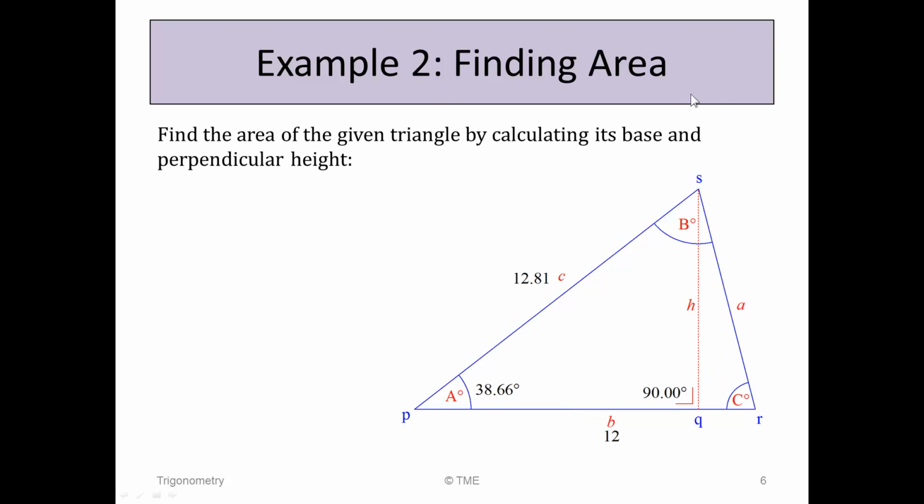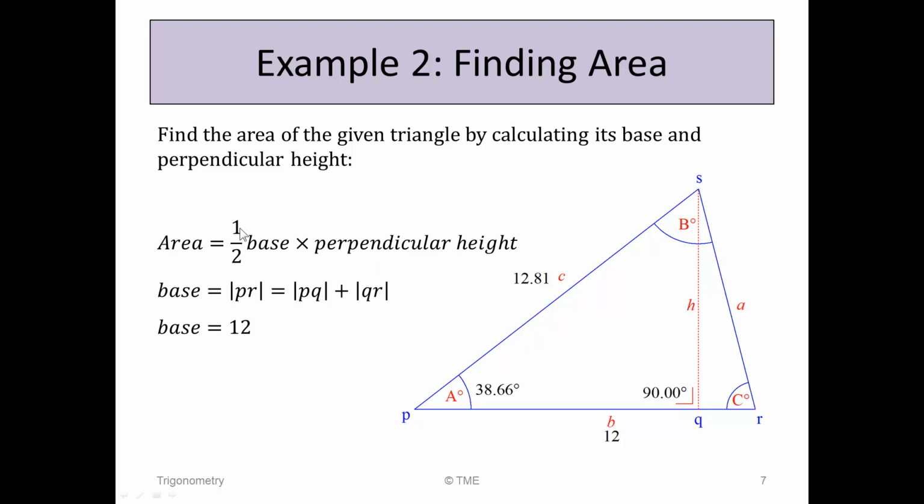Example 2, finding the area. In this case, you're asked to find the area of the given triangle by calculating its base and perpendicular height. Here's the triangle. A, B, C are the angles. We have a length here of 12, this length here of 12.81, and we have no obvious perpendicular height. We'd have to drop a perpendicular from S, the top, down to Q, the point here. We don't know how far apart that is. We don't know how much of the 12 is to the left or to the right. We just know that we can drop a perpendicular at 90 degrees.